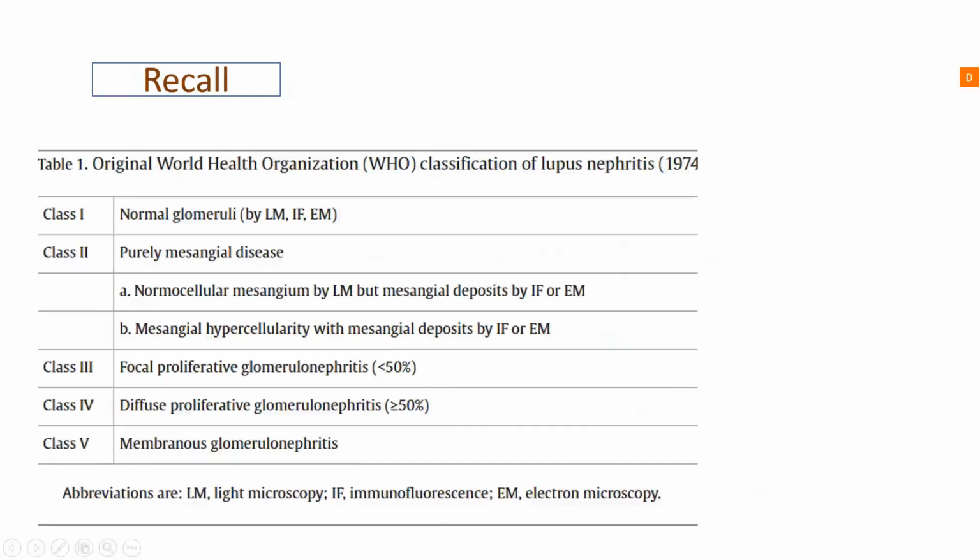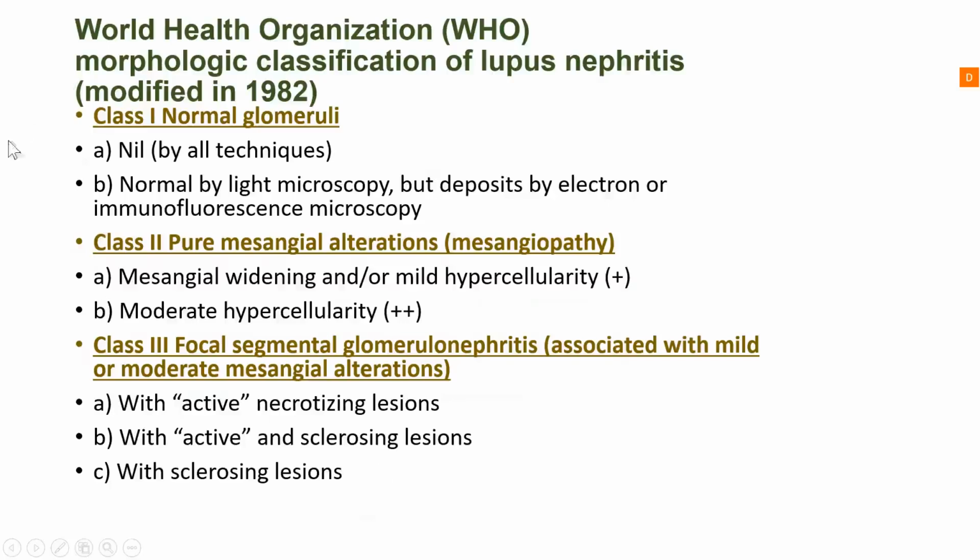So this is again a recall type of classification, 1974. Important. What happens to the mesangium? There can be normocellularity or hypercellularity. Again, focal proliferative, diffuse proliferative, and membranous. This is an important classification. I would like you people to learn this by heart.